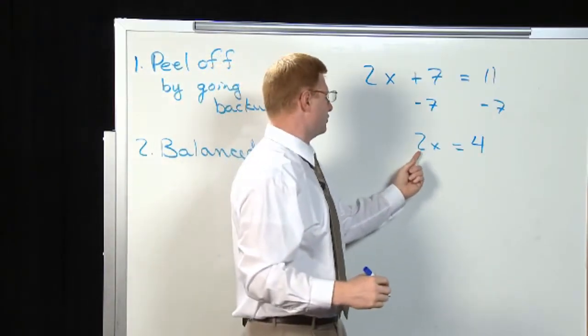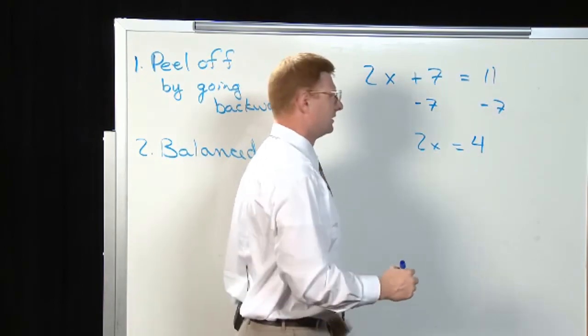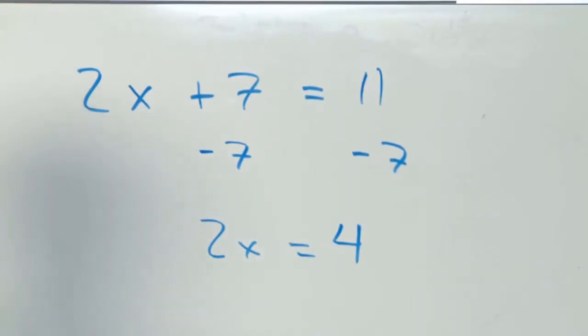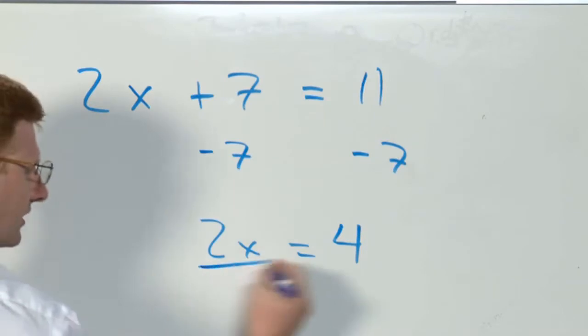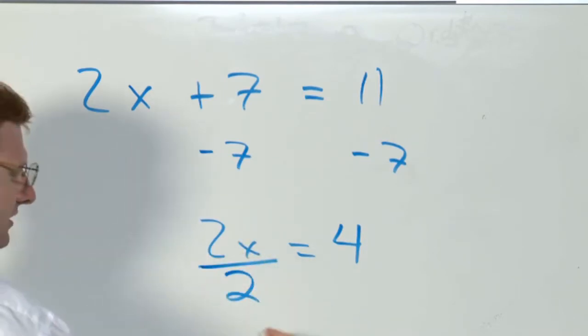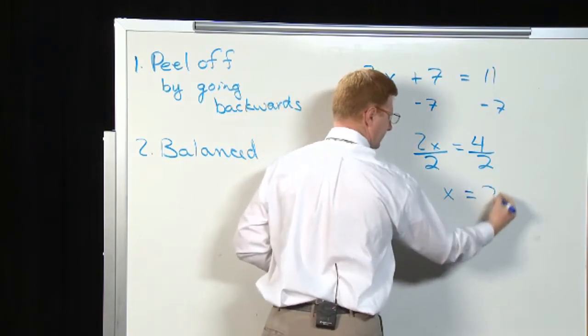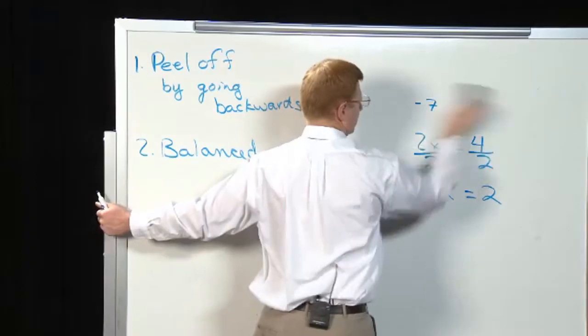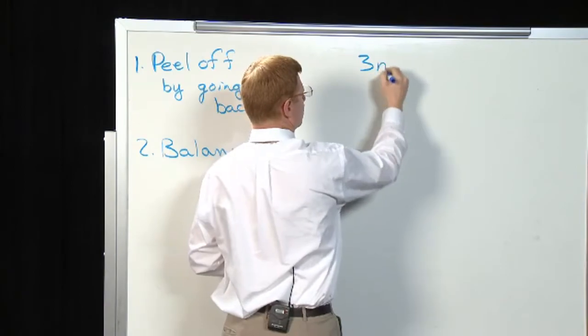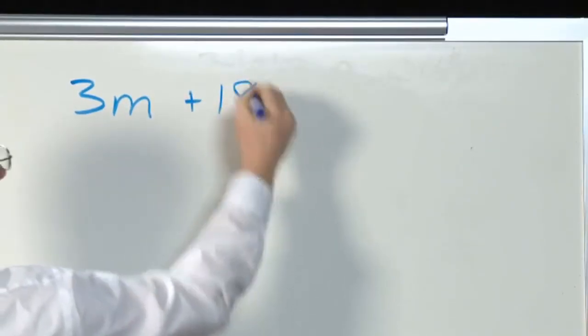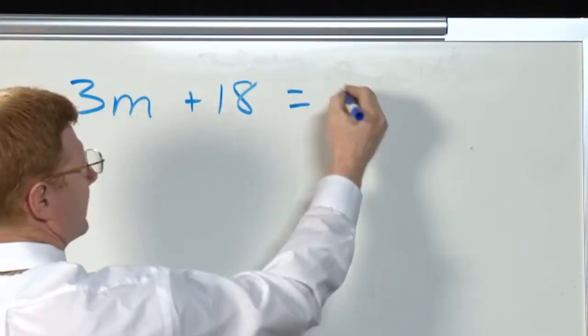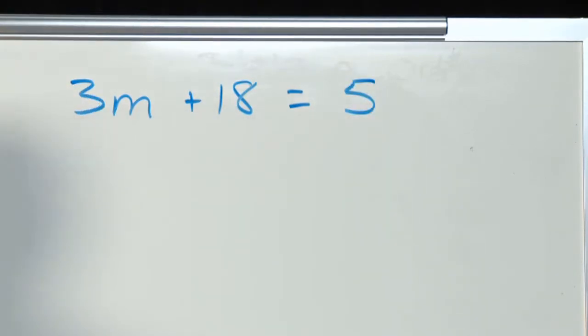Now, 2 times the number equals 4. So we undo, peel off this 2 by going backwards on it. Backwards of multiplication is division. So we divide, and we now have x equals 2. Let's do another one kind of like that. 3 times the number plus 18 equals 5.